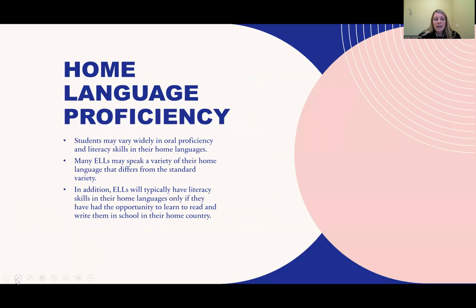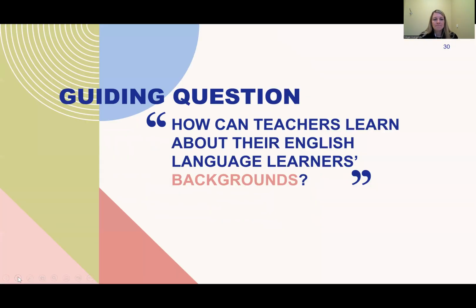So students may have a wide variety of oral language proficiency and literacy skills in their home language. Many ELLs speak a variety of their home language that is varying from the standard variety. ELLs typically have literacy skills in their home language only if they've had the opportunity to learn to read and write them in their home country.